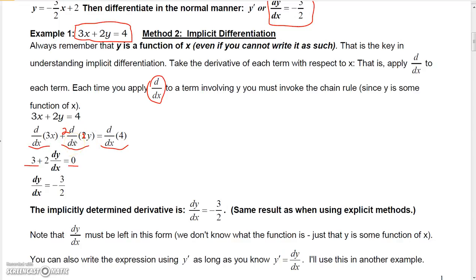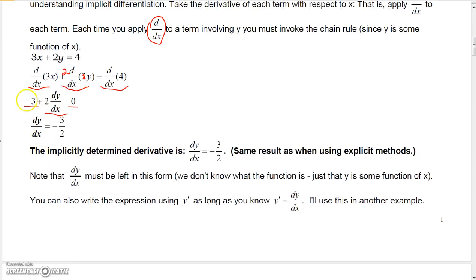Well, I don't know what the derivative of y is, because I don't know what y is. All I know is that y is some function of x. So in that case, all I can say is the derivative of y with respect to x is just that, the derivative of y with respect to x. So I have to write it like this.